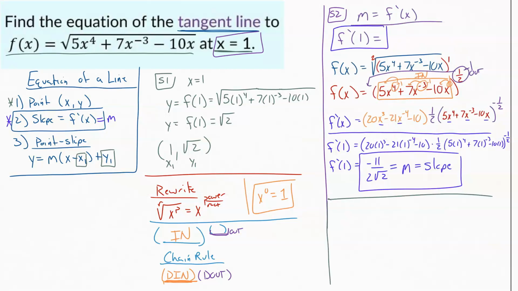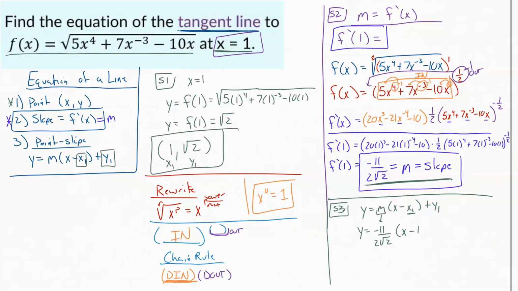So to get our equation of our tangent line, step 3, we're going to plug everybody into our point slope form. y equals m times x minus x1 plus y1. So we get y equals m, which is the slope that we found using our derivative. So negative 11 over 2 square root of 2 times x minus x1. That was the point that we've been working with. Our x value is 1, plus y1 is the square root of 2.